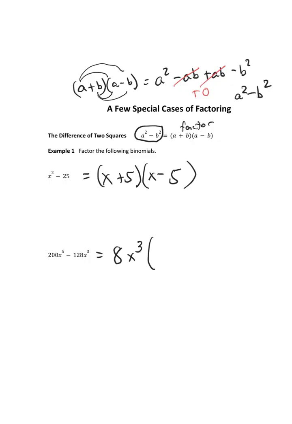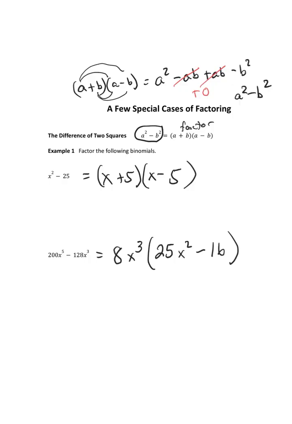And if you do 200 divided by 8, you get 25. And you had x to the 5th, but I factored out x cubed, so that would be x squared left over. And then negative 128 divided by 8, that was 16.